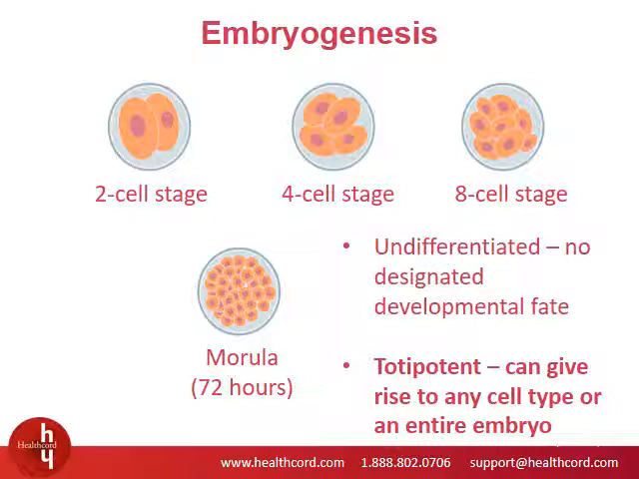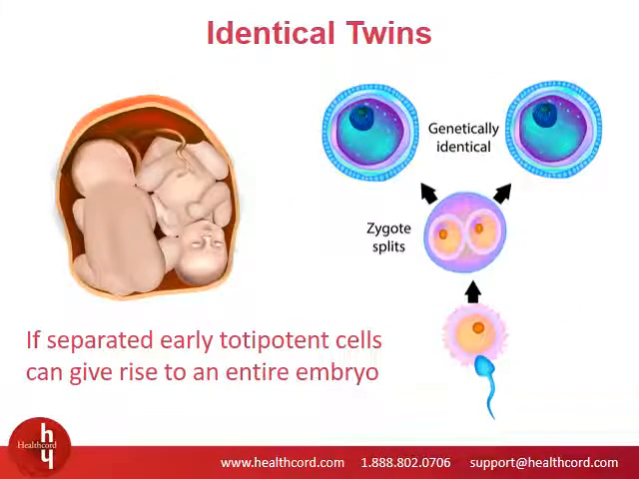Let's look at an example. Identical twins are a great example that highlights the capabilities of these early stage cells. Monozygotic identical twins are a case where a single fertilized egg splits off during early stages of development and gives rise to two separate identical babies.